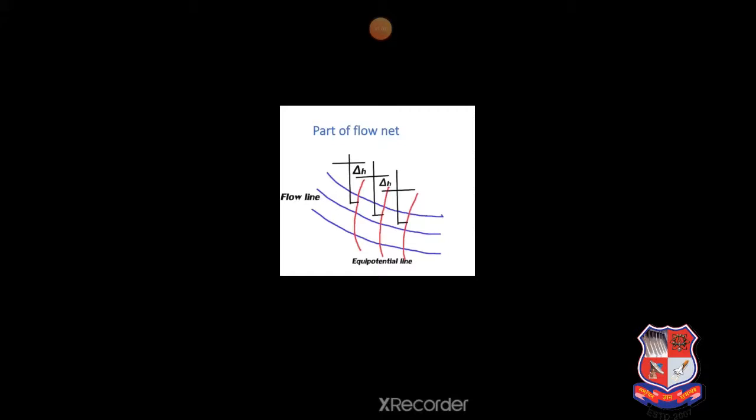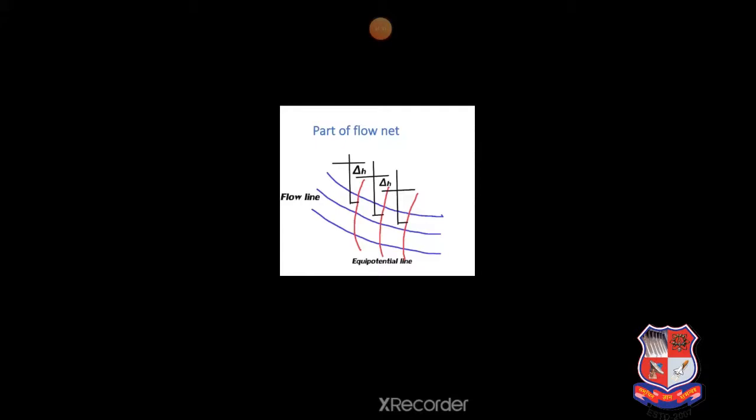Construction of FlowNet is often used for solving groundwater flow problems where the geometry makes analytical solution impractical. The FlowNet is an important tool in analyzing 2-dimensional irrotational flow problems. It shows the direction of flow and head at different points. The space between 2 adjacent flow lines and 2 adjacent equipotential lines is known as field.